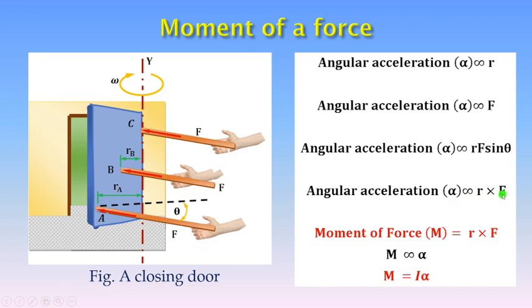This cross product of r and F is called the moment of force. Now, this moment of force is proportional to alpha, and there is a proportionality constant. This is called M equals I alpha, meaning this proportionality constant is I. Here I is the mass moment of inertia. In the subsequent topic, we'll discuss in detail this mass moment of inertia. Okay, so this is about the concept of moment of force.